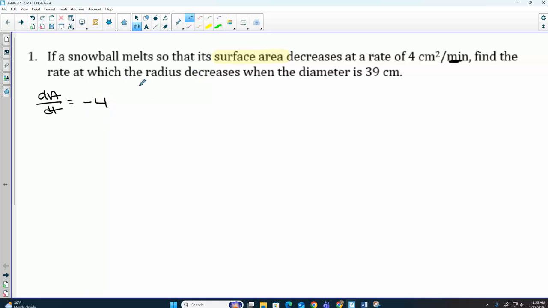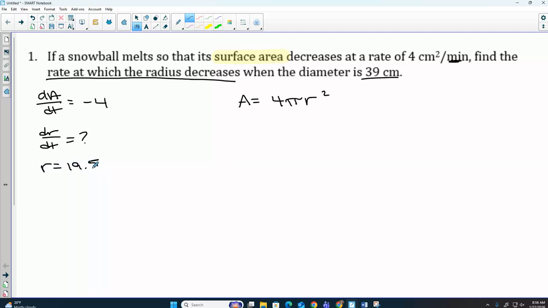Find the rate at which the radius decreases. So if I'm looking for the rate of my radius, that's my dr/dt. When the diameter is 39. Okay, if I look at surface area of a snowball, it would be a sphere, right, like a ball. So 4 pi r squared, you're not expected to have that memorized. I would give it to you. There's no mention of diameter here. So when I say the diameter is 39, what's that telling me? Right, just divide that by 2.